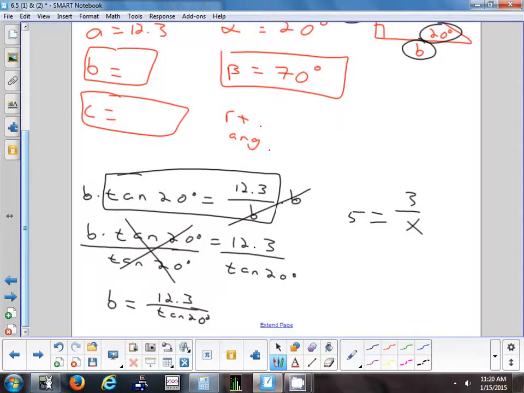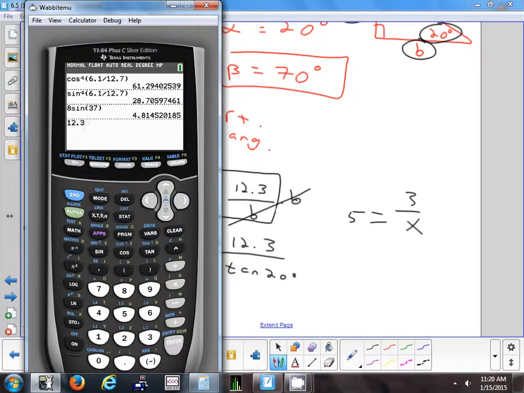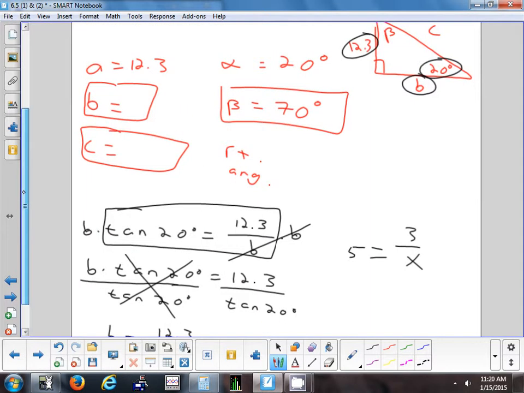The reason why, we just went through all that work. So I might use that shortcut in the future. Okay, let's figure out what that is. So 12.3 divided by tangent 20 is 33.794.